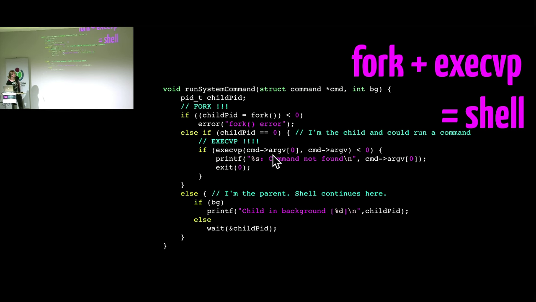So we're running execvp here. It looks almost like in our example before. So we are running the command with the arguments. And if it fails, if it's returning smaller than zero, we say command not found. But usually it shouldn't fail. Usually it should work and run our command.